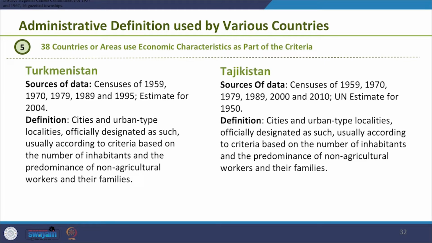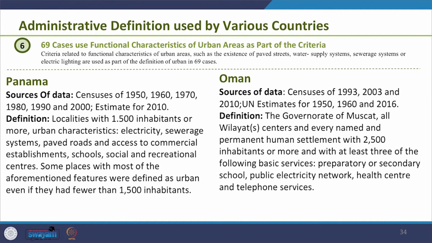Likewise, we see Tajikistan, Timor-Leste, and the Russian Federation also identify in a similar manner. Next, we see that 69 cases use functional characteristics of urban areas as part of the criteria.